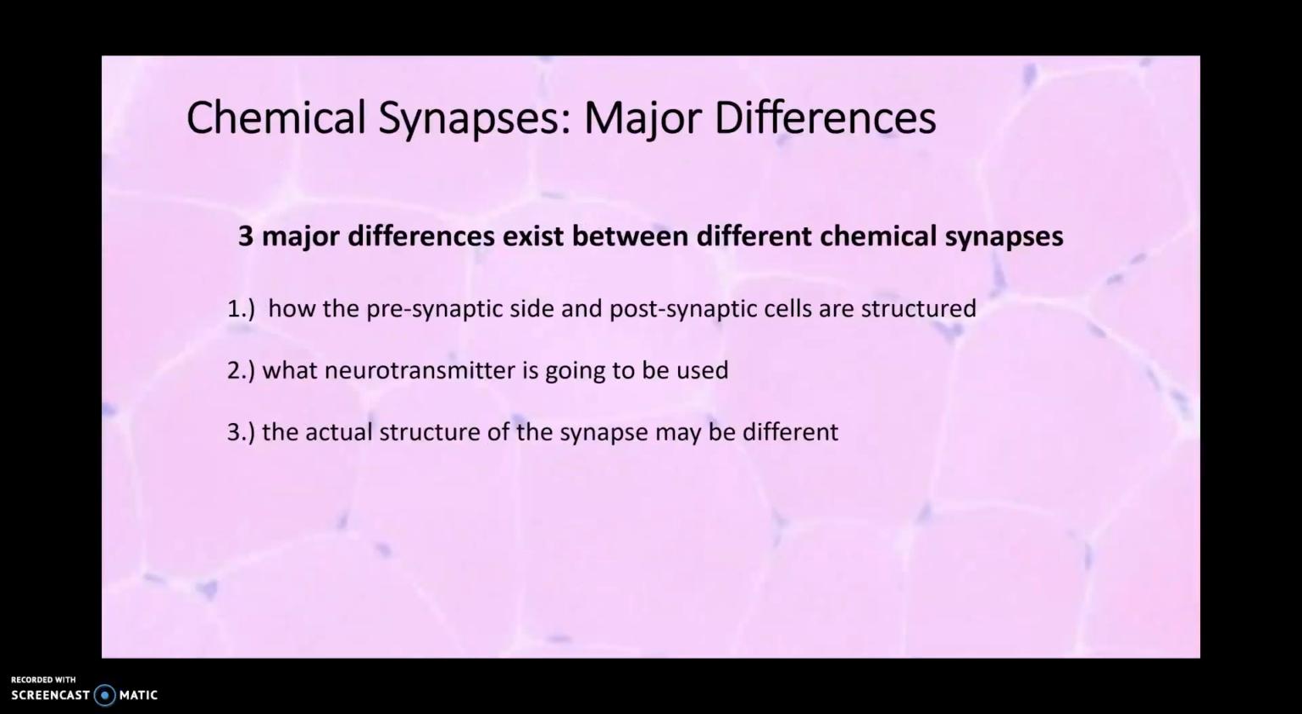Okay, so the major differences between different chemical synapses. So chemical synapses from one cell to the other, not electrical. There are different types of chemical synapses, and here are the differences. One, how the presynaptic side and postsynaptic cells are structured. Two, what neurotransmitter is going to be used. And three, the actual structure of the synapse may be different itself. So again, in this class right now, we're really only concerned with skeletal muscle function and the nervous system. So we're going to be talking about the motor end plate as well as the alpha receptors and acetylcholine that's going to be causing this action potential on the postsynaptic side.